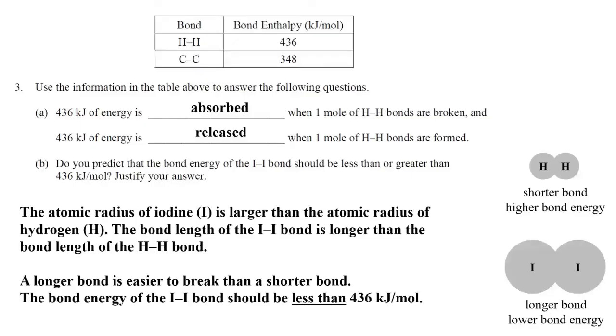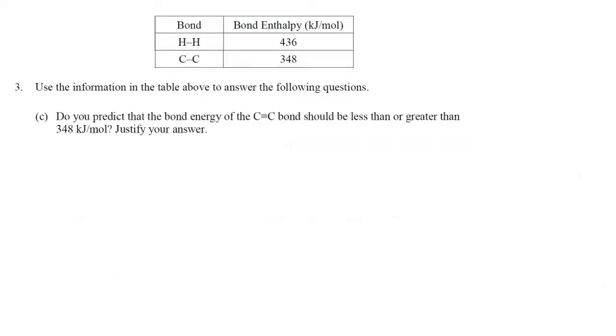The atomic radius of iodine is larger than the atomic radius of hydrogen. The bond length of the iodine-iodine bond is longer than the bond length of the hydrogen-hydrogen bond. And since a longer bond is easier to break than a shorter bond, we would predict that the bond energy of the iodine-iodine bond should be less than 436 kilojoules per mole.